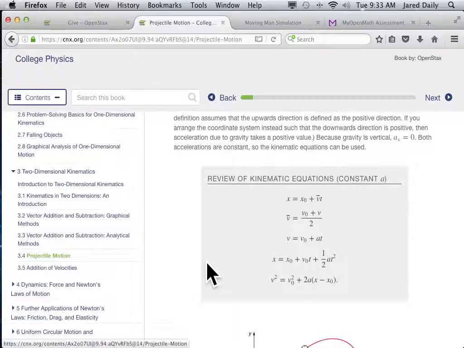In the y dimension, you have all the same equations. In the y dimension, you also have y equals y naught plus the average vy times t. That still works. And you can calculate the vy.